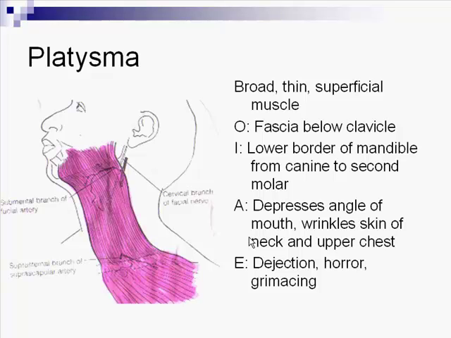Platysma is a broad, thin, superficial muscle of the neck. So if you take a look at the origin and the insertion, the action is it raises the skin of the neck. Expression: dejection, horror, grimacing. Remember, this is a broad, thin muscle located in the subcutaneous tissue of the neck.